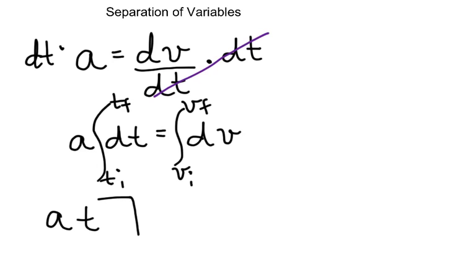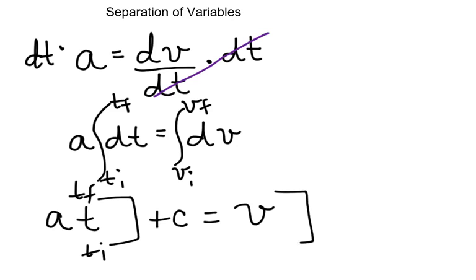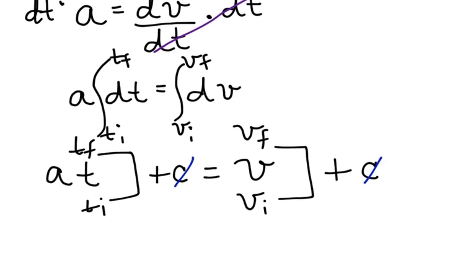I still need to evaluate this. And don't forget my arbitrary constant. On the right side of the equation, what is the antiderivative of dv, which is basically 1? That ends up just being v. And plugging in our limit values here, plus the arbitrary constant. Now, if you notice, the arbitrary constant here will cancel. So we won't be dealing with the arbitrary constant much more.